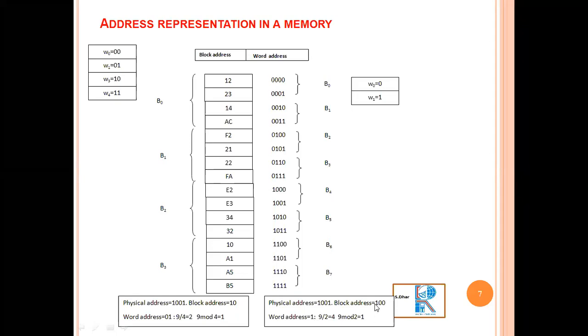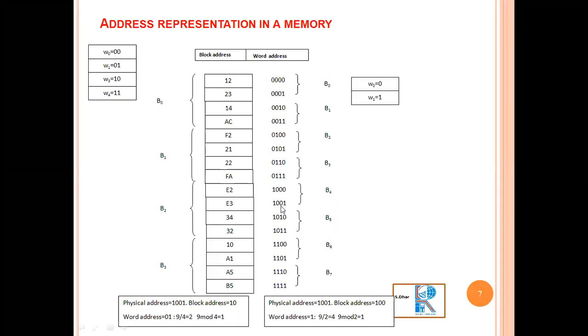What is the meaning of that? What is 100? 100 means 4. Clear? So see here, 100, this is block 4. See this 1001. So this is block 4. In block 4, what is the word number? Word number, this is 0, this is 1.